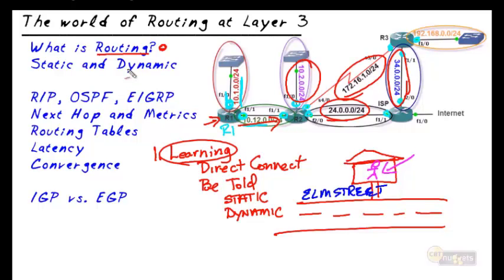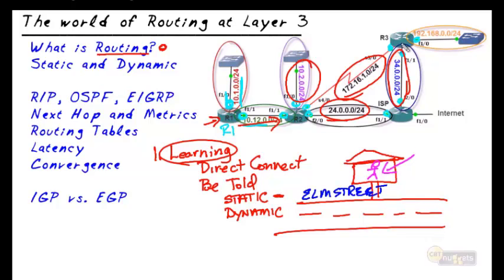And as a quick reminder, the options are not very many. We can be directly connected, as in the case of R1, it's directly connected to these two networks. R3 is directly connected to 3 networks, so it knows how to reach those. We can be told where networks are by using something called a static route, which is just information.